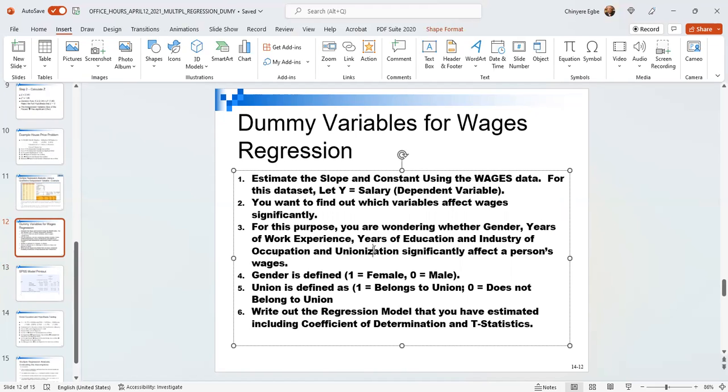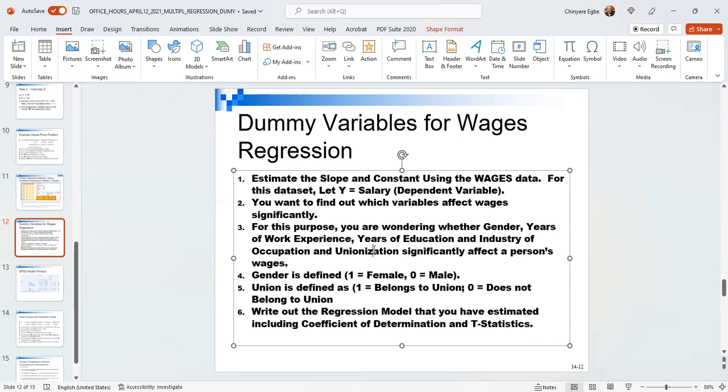Now, you don't measure gender the way you measure years of experience. A variable like gender has only two possible values, one for female, zero for male, or vice versa. And a variable like belonging to a union, you can only belong to union, you don't belong to union. Since there's only a dichotomy of values, one or zero, as either it is or it is not, we call such variables dummy variables in regression analysis. And so we plug them in.